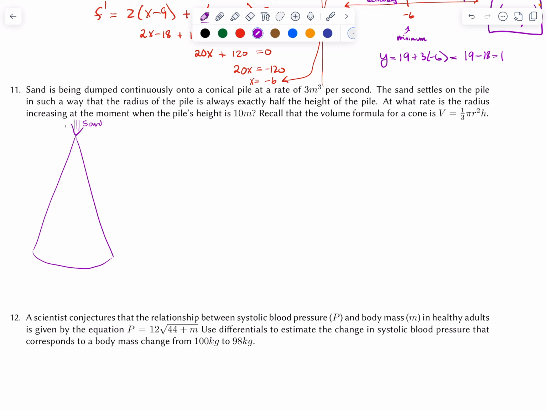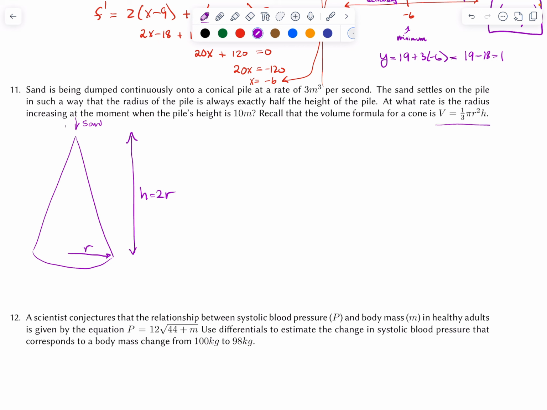Okay, whatever. That doesn't look very good. There. Sand is going there. Anyway, we're told that the radius is exactly half the height. So the height is 2 times the radius. So this is the radius here.